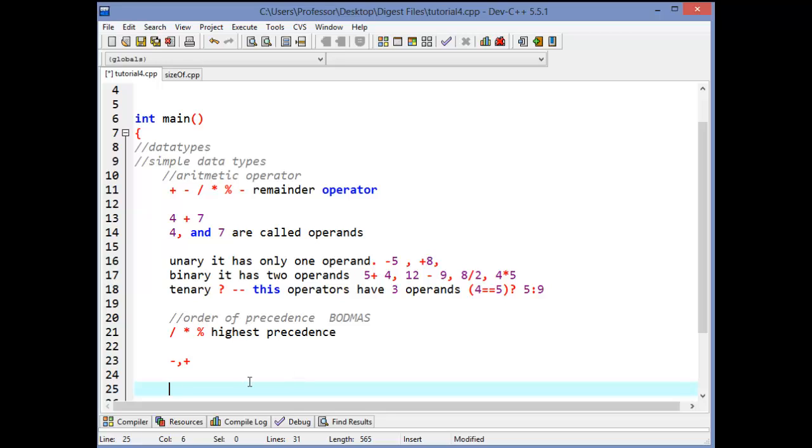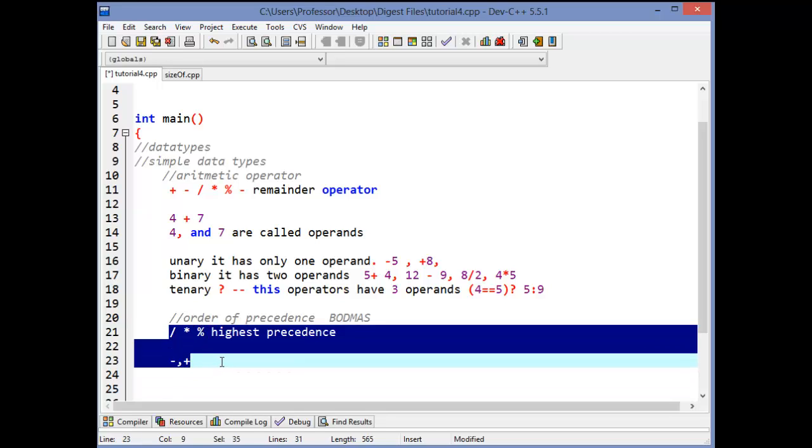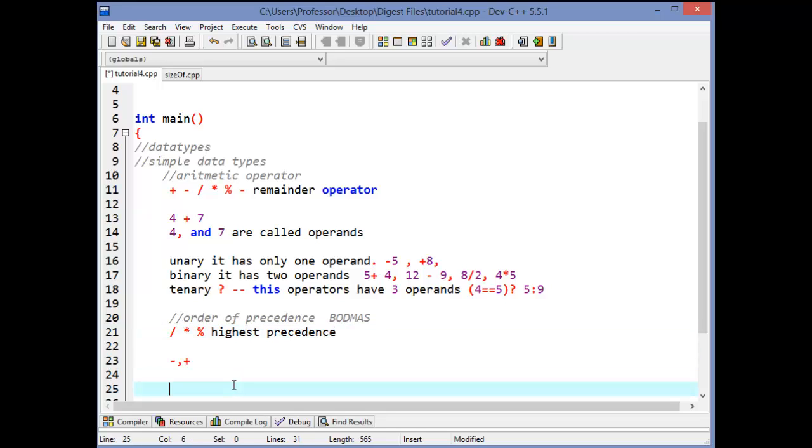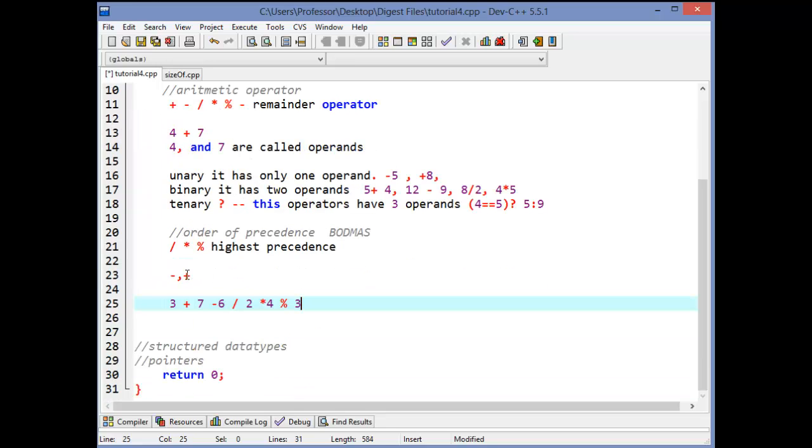Now what this means is that whenever you are stuck in an expression containing one or more of these operators, you try to evaluate those at the higher precedence. So for example, if I have 3 plus 7 minus 6 divided by 2 times 4 mod 3, if I have this, how do I solve it, or how will C++ evaluate this expression?